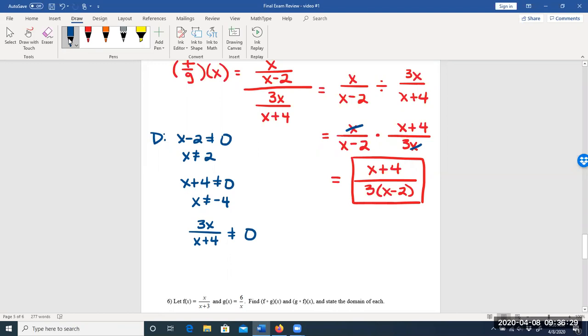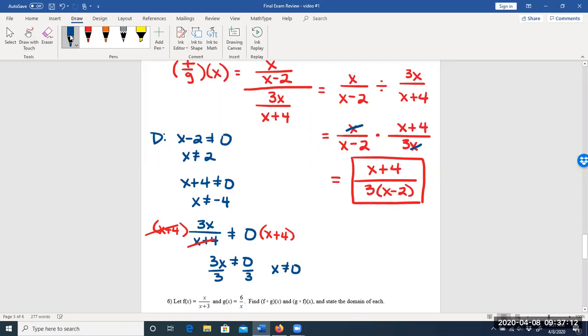Because we don't want this entire denominator to be 0. So we have to make sure that we're never dividing by 0. So we don't want the entire thing to be 0 either. Okay, so to figure this out, I could multiply both sides of the equation by x plus 4. And when you multiply 0 times x plus 4, you still just get 0. And then I could divide both sides by 3, and I'm still going to get 0.